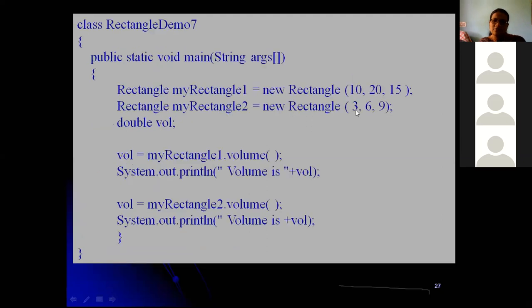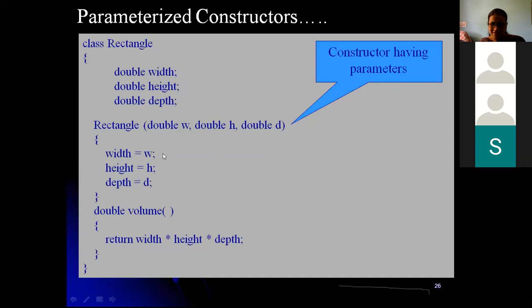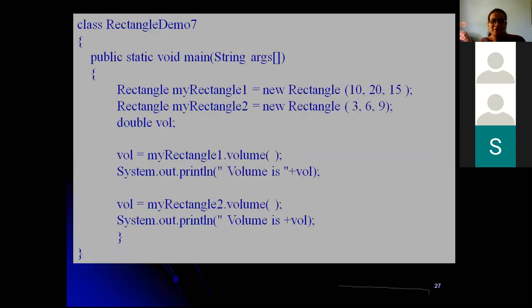Next, new Rectangle 2, 3, 6, and 9. Those get assigned to a different object, that is the rectangle2 object. In the previous example we discussed that we were statically assigning values to box1.width, height, and so on, right? But here we are assigning values with a parameterized constructor. And then we call volume, equal to my rectangle's volume function.